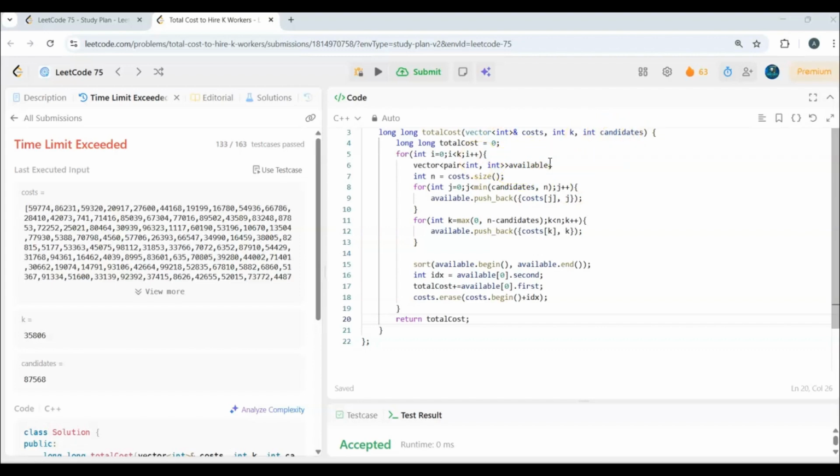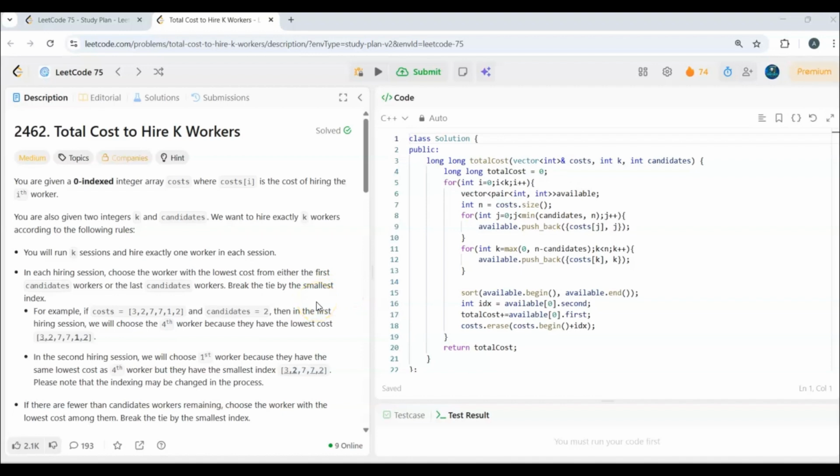So the time complexity here is O of n square, and the space complexity here is O of candidates, which is highly inefficient for the larger values of the cost vector, hence it gave time limit exceeded. So let's try to solve this problem statement in a better way, which will be discussed in our optimal approach.